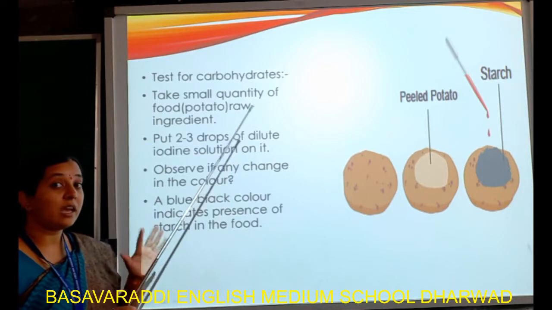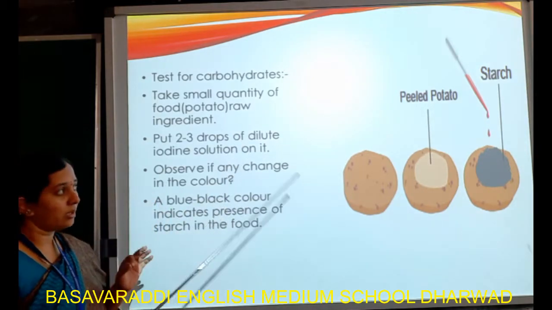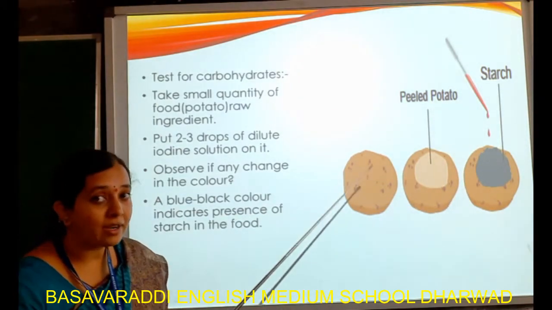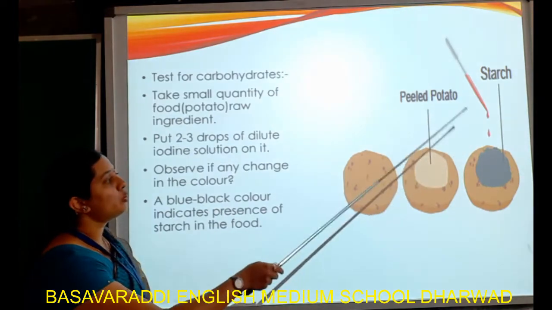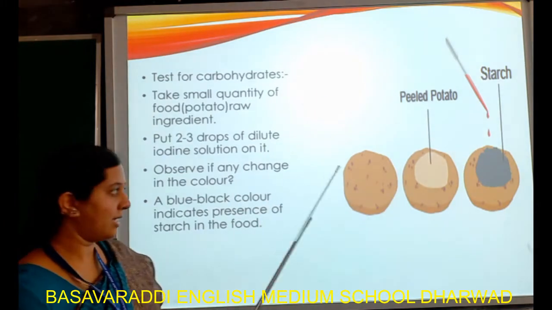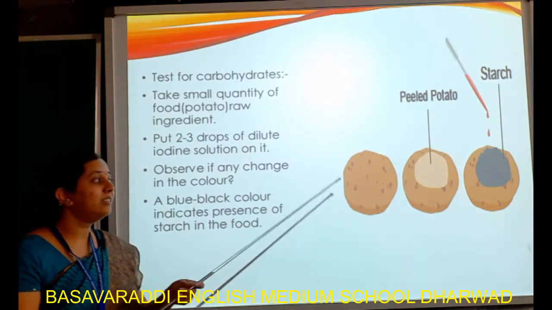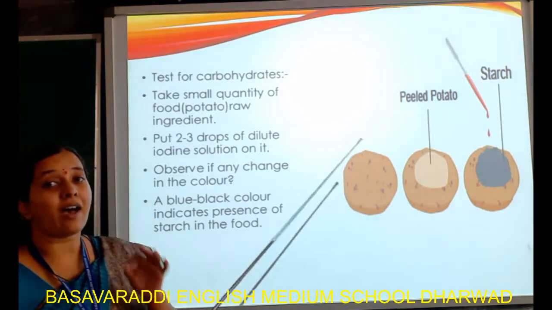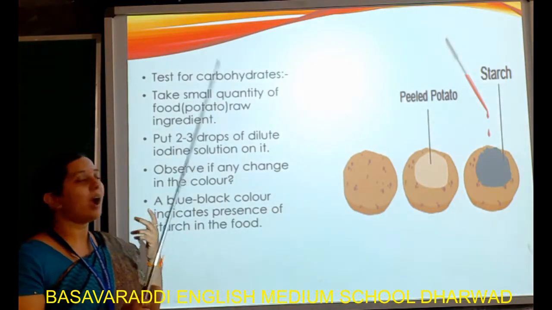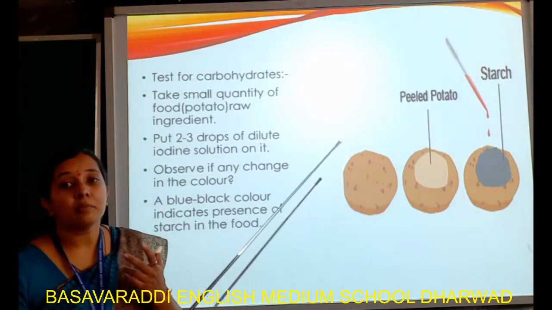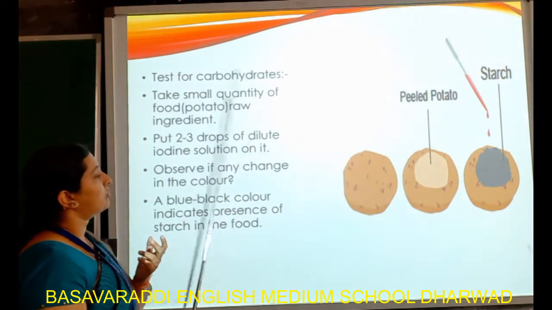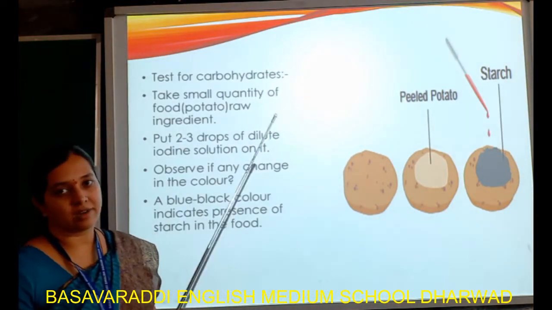Iodine is reddish brown in color. After some time, the peeled part of the potato where you have added the iodine will turn blue-black in color. This shows that this food component has starch in it. That means the food contains carbohydrate. Starch is one of the carbohydrates, so this shows the presence of carbohydrate.